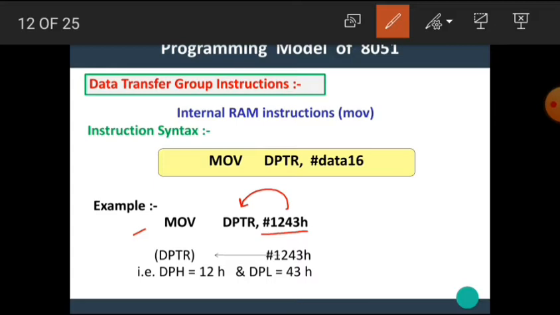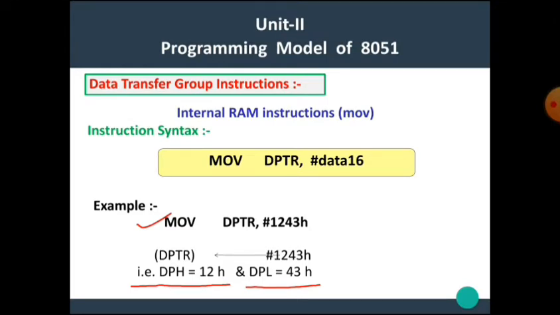We know that DPTR is a 16-bit register which is divided into two 8-bit registers. The first one is DPH and the second one is DPL. That means 12 is stored in the high byte and 43 is stored in the low byte. After the execution of this instruction, we have DPH equal to 12h and DPL equal to 43h. I hope you all understand the concept.